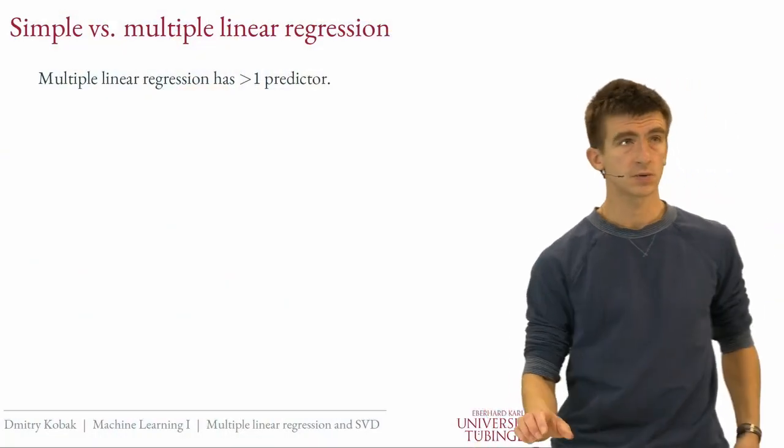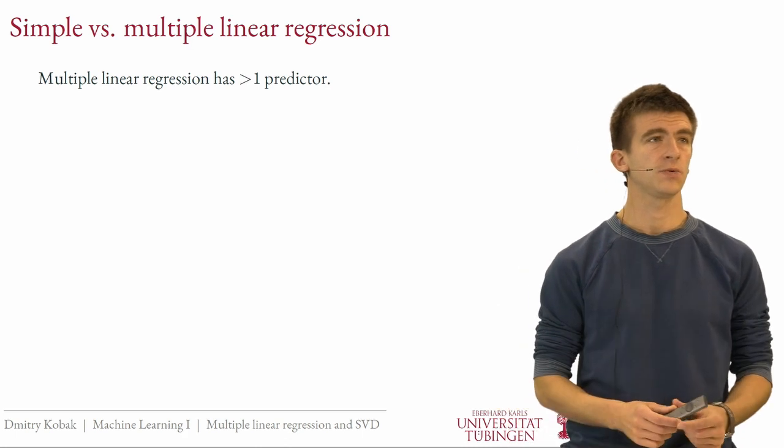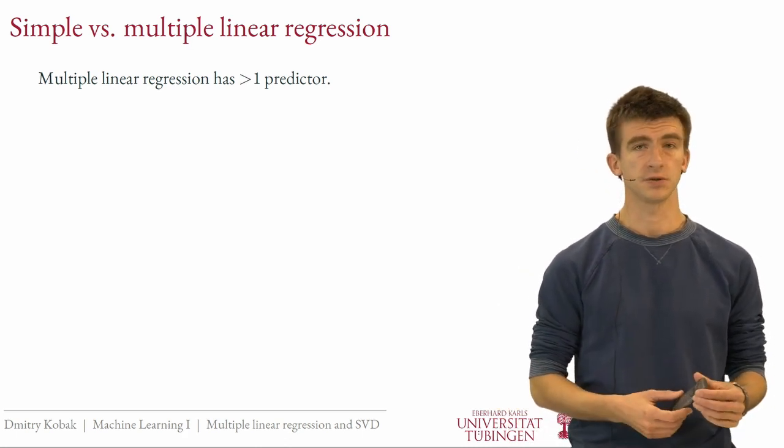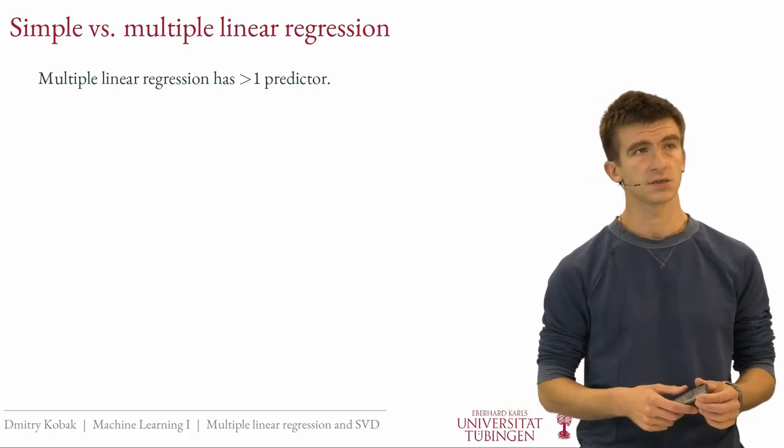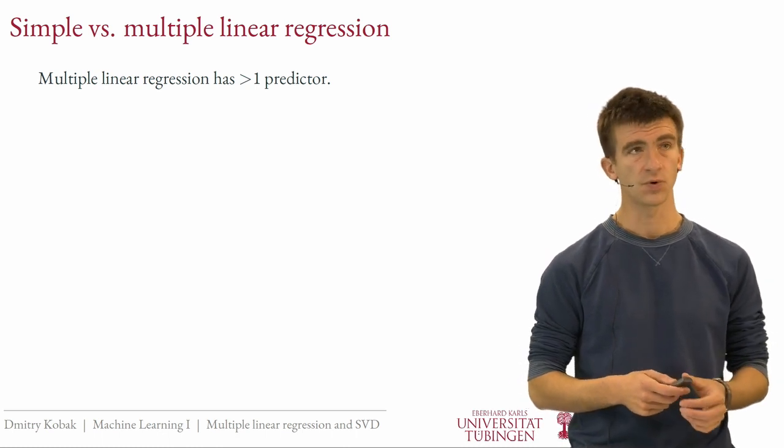Welcome back to our Machine Learning 1 course. Today we are going to talk about multiple linear regression, which is linear regression with more than one predictor.